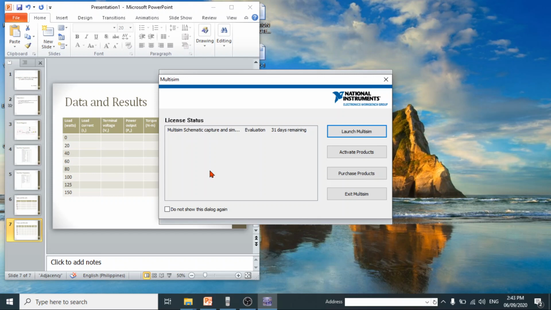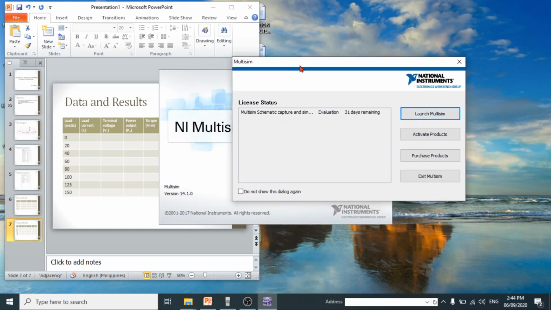All you need to do is to create an account on the National Instruments website, and after creating it, you open the Multisim software again, and you'll be prompted that the evaluation period of your Multisim was already extended. The extension will be around 45 days, which is exclusive of the 7 days trial evaluation.